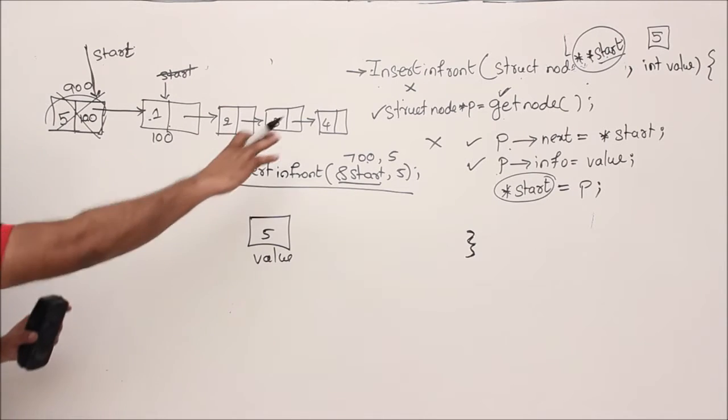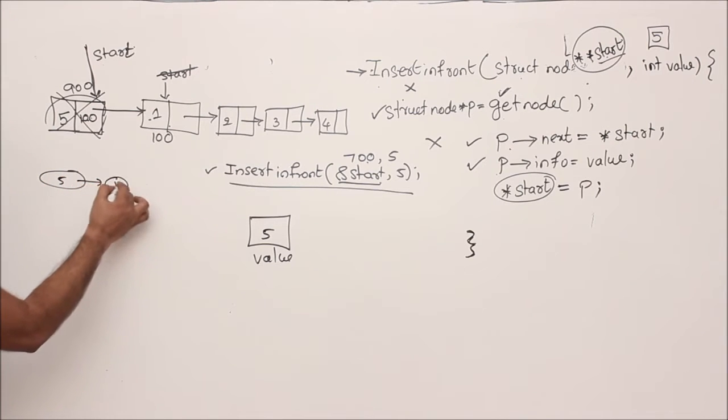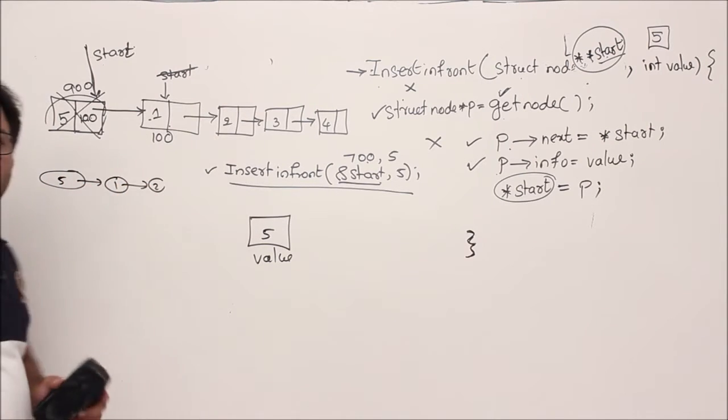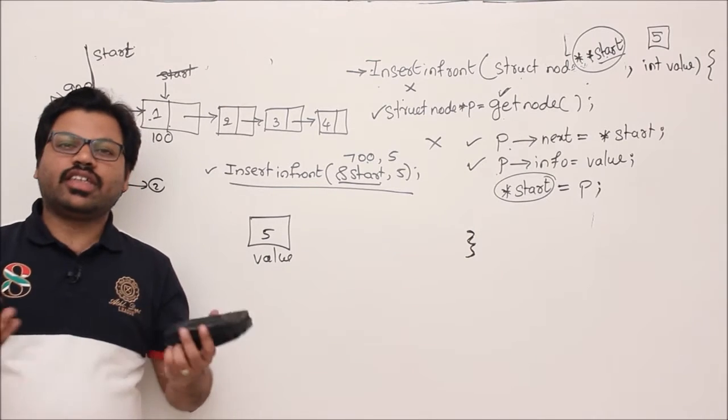Then if you see, once that method is over, you get this kind of thing. First of all 5, after that 1, after that 2, 3, 4. Then we got whatever we wanted. This is called insert in front.